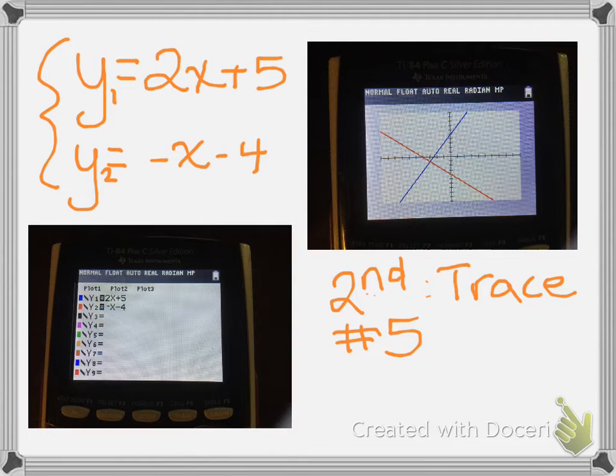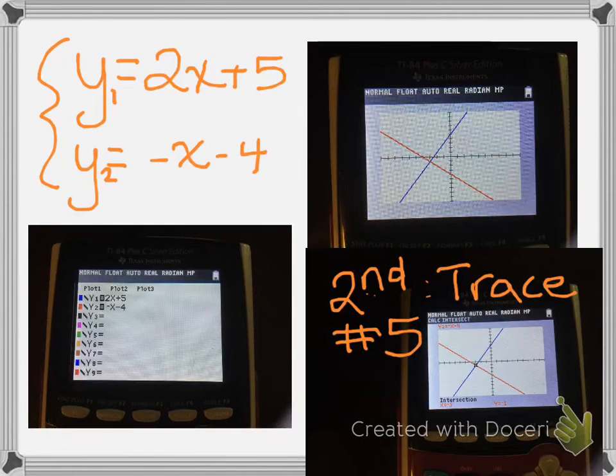When you do that, at the bottom, it's going to ask you a question. It's going to say first curve, and essentially it just wants to know what line. So get as close as you can to the intersection point. Hit enter. It's going to say second curve. Hit enter again. Guess. It always has you guess for some reason. And then hit enter for a third time. When you do that, it should actually say the word intersection.